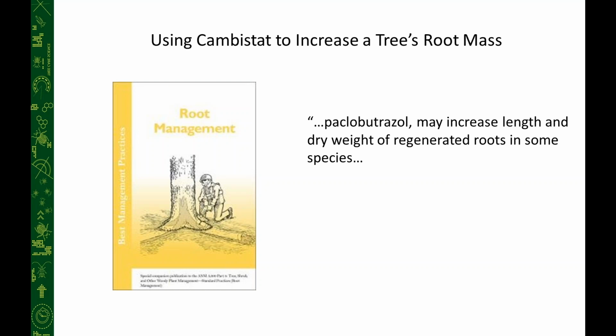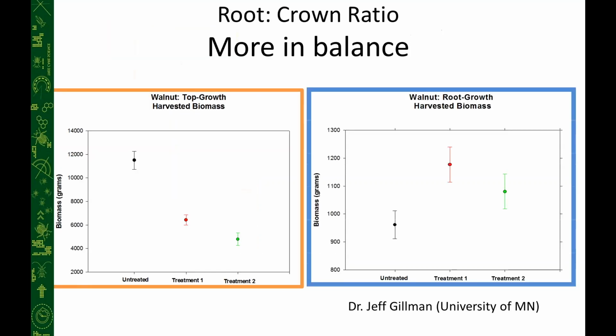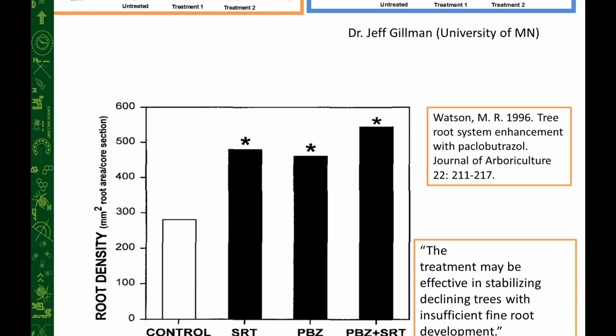You know, paclobutrazol, which is the active ingredient in Cambistat, may increase length and dry weight of regenerated roots in some species. And this is just some more data to illustrate that. When we looked at reducing top growth here, we see an increase in that fine root growth.